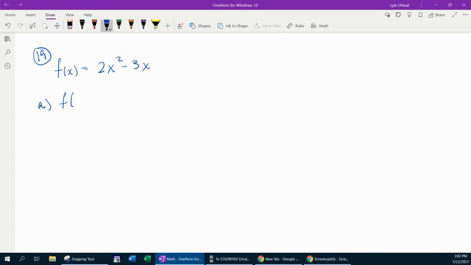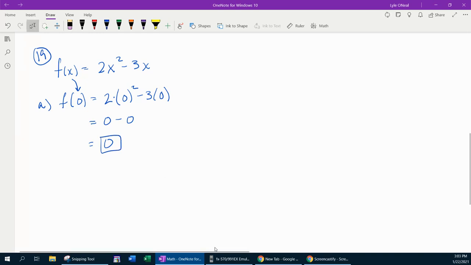Part A, they want us to find f of 0. So notice that the 0 is here in the place of the x, which means I need to substitute. Every x is going to get replaced with 0. I call this plug and play. We're going to plug in a 0 and then we're going to work it out. You can work this out manually or electronically. So we're going to do it by hand first. 0 squared is 0. 0 times 2 is 0. 3 times 0 is 0. And 0 minus 0 is 0.